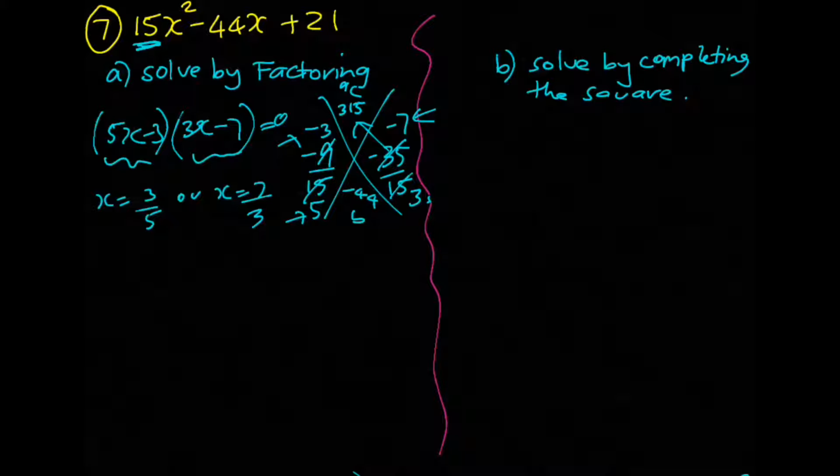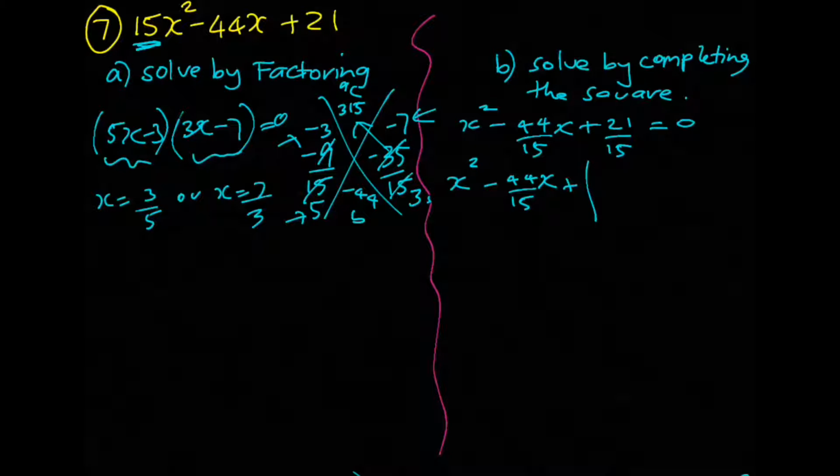Let's look at the same quadratic, only we're going to solve by completing the square. So we've got to divide everything by 15 to get x squared minus 44 on 15 x plus 21 on 15 equals 0. Now we're going to add and subtract the square of half the b value, so x squared minus 44 on 15 x plus 22 on 15 squared. I'm going to take that over as well, so we've got to have 22 on 15 squared on this side, and we take this over to be negative 21 on 15.